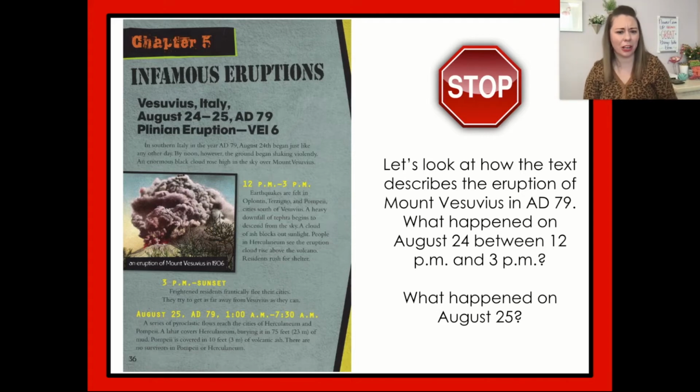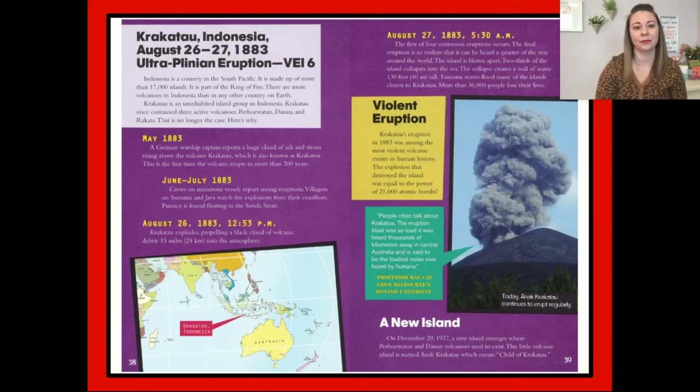And then what happened on August 25th? So we're going to move to the bottom section of the page where it says August 25th, and we can see what happened in the text there, where it says a series of pyroclastic flows reach the cities of Herculaneum and Pompeii, and those cities are buried. So again, we want to make sure that we are using the text evidence to answer these questions.